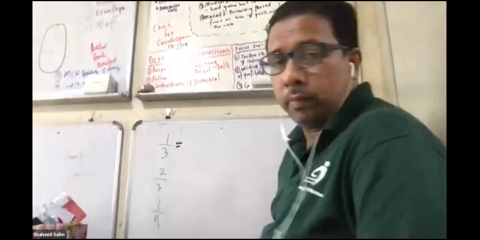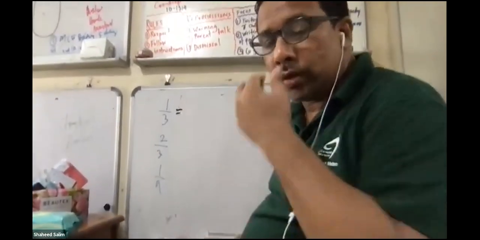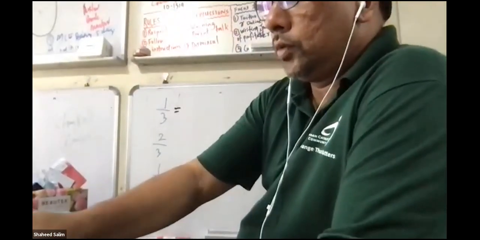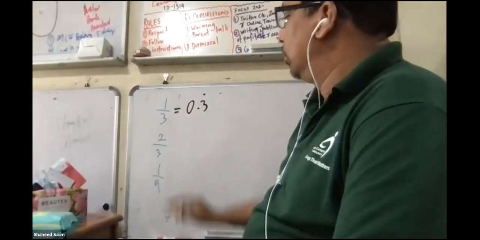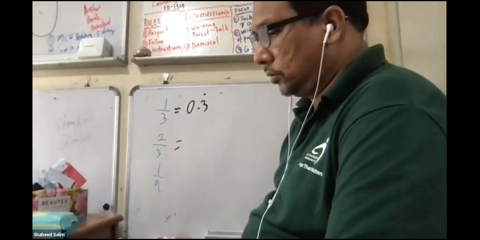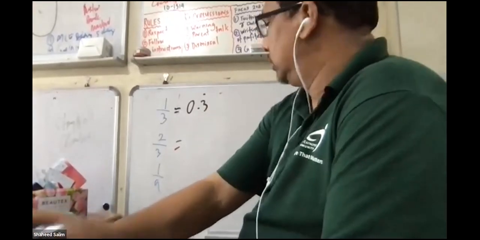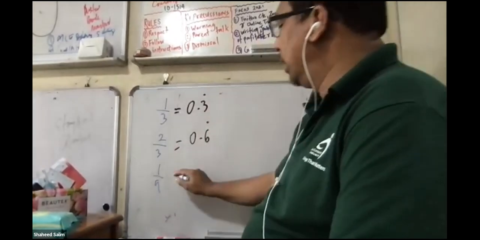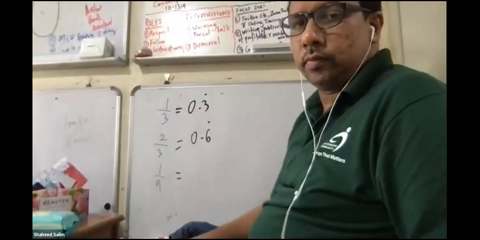Sabrina, have you the thing? What's your answer? Unmute yourself. Unmute yourself. Cannot hear. 0.3333. Okay. 2 over 3. 0.66667. Okay. 1 over 9. 0.111.